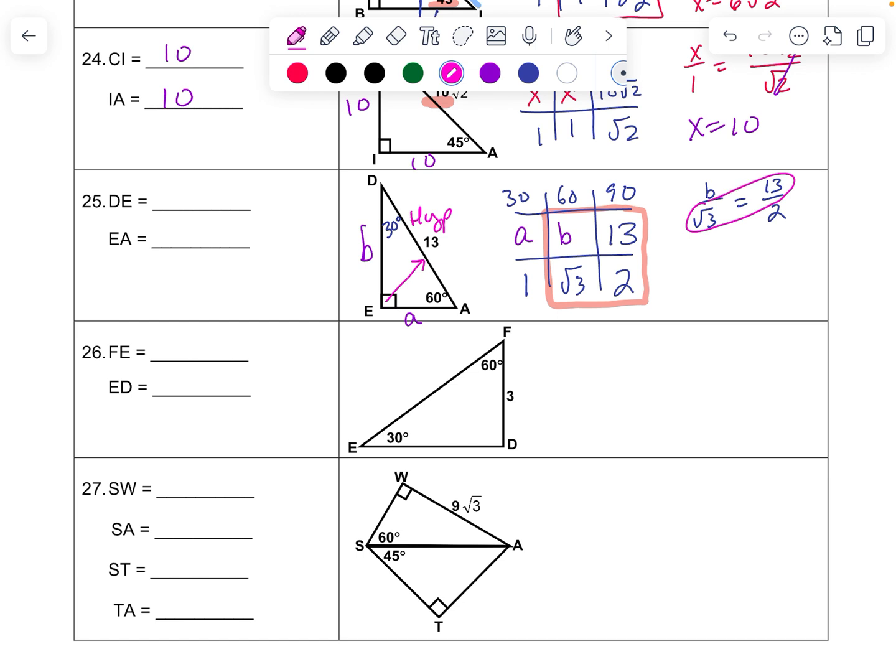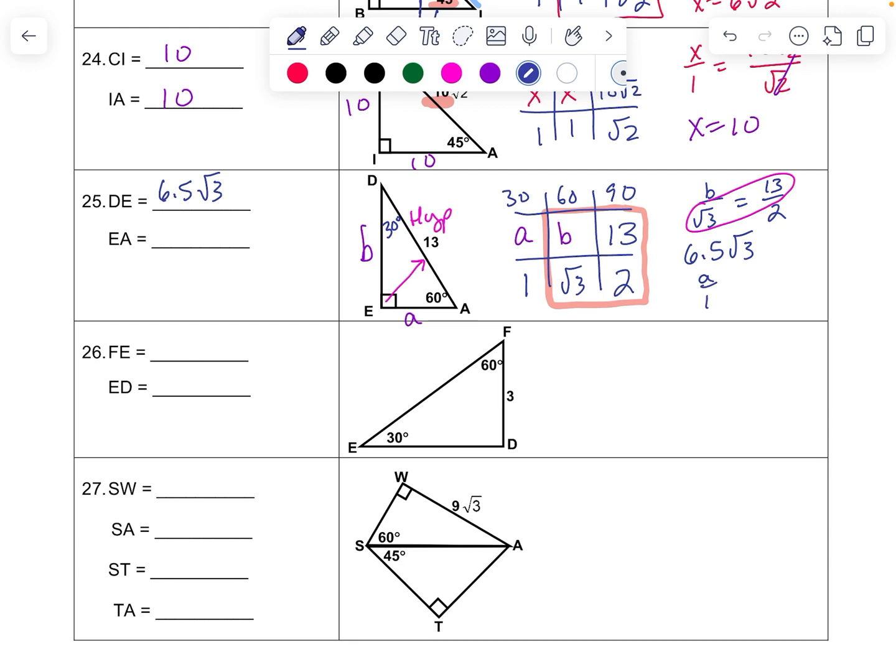Okay, you're going to cross multiply. So that's going to give you 13 times square root 3, but then you're dividing by 2. So if we take 13 and divide it by 2, you're going to get 6.5 square root 3. All right, that is the long leg, so that's DE. 6.5 square root 3, and you can leave this in square root format.